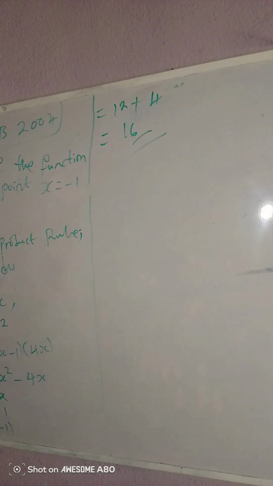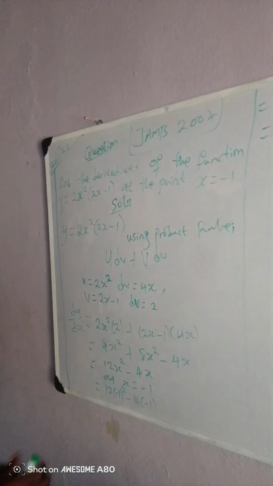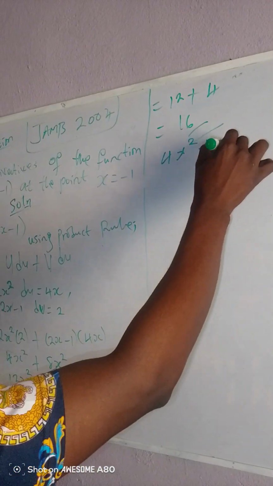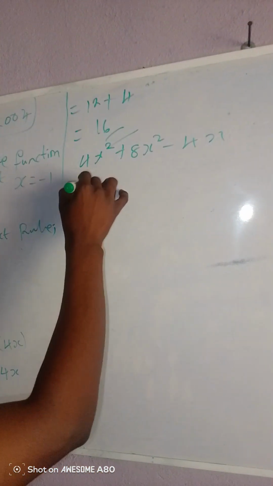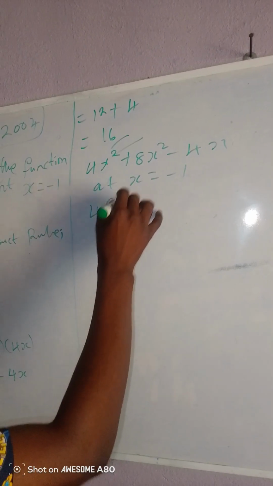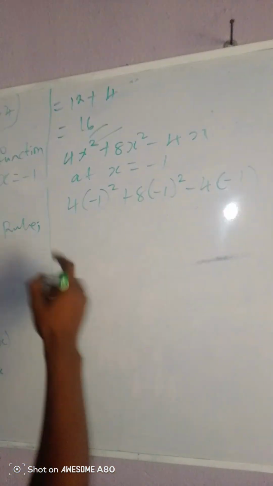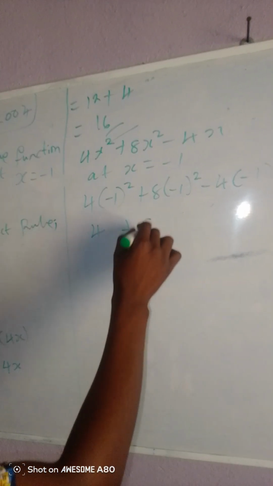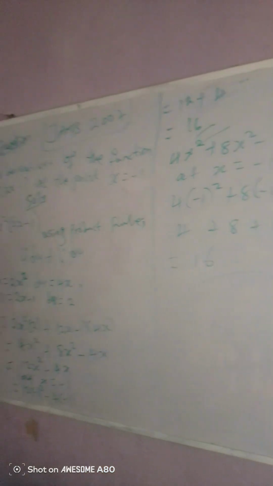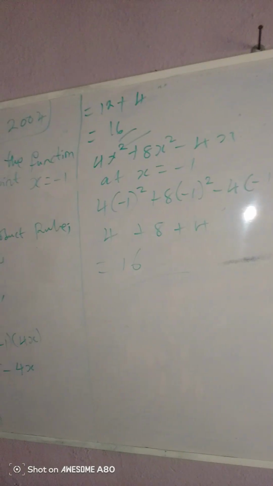16. Now, if you decide not to collect like terms here and you decide to substitute directly, remember we have 4x squared plus 8x squared minus 4x. If you substitute at x equals minus 1 directly, you have 4 into what? Minus 1 squared plus 8 into what? Minus 1 squared minus 4 into what? Minus 1. Now you still have the same thing as 4 plus 8 plus 4, which is still 16. So they are the same thing. So therefore your derivative of this function at this point is what? 16. I believe you guys understand.